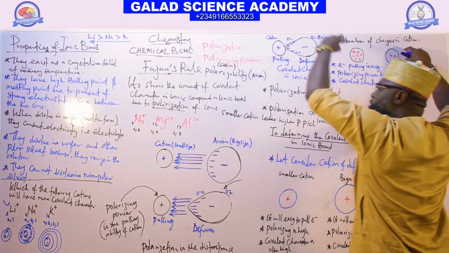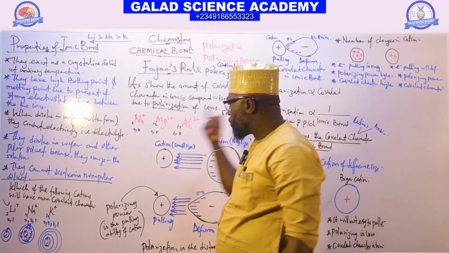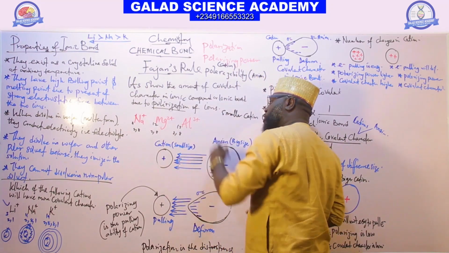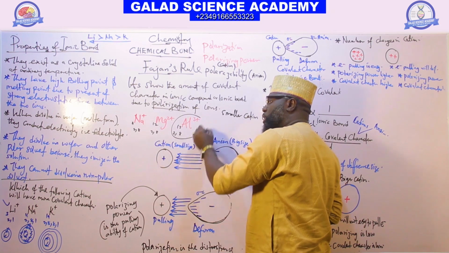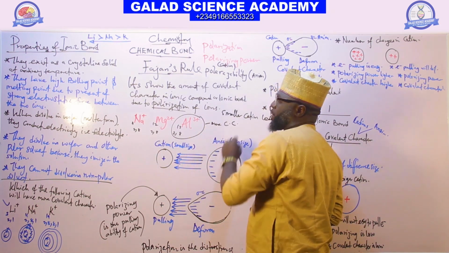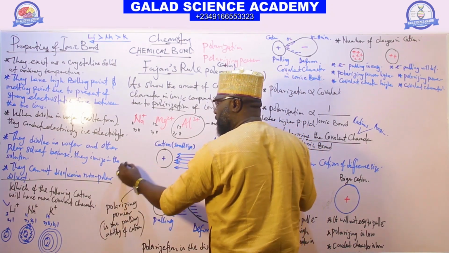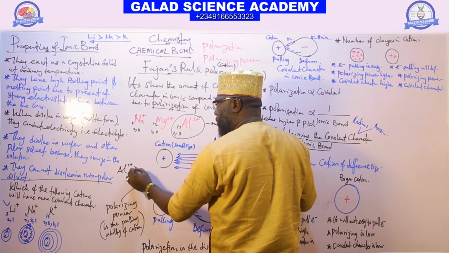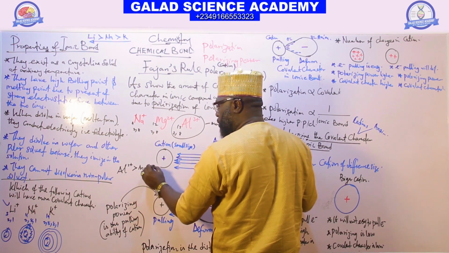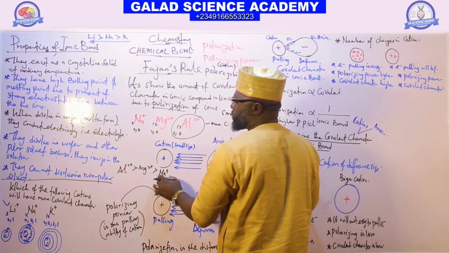If they have the same size, you consider the number of charge. So which one has the highest number of charge? Aluminium. So this aluminium is the one that experiences more covalent character. If you have to arrange them, it will be aluminium 3+ greater than magnesium 2+, magnesium 2+ greater than sodium 1+.